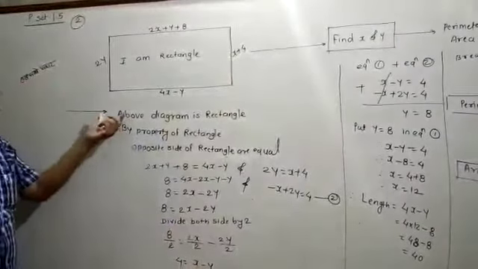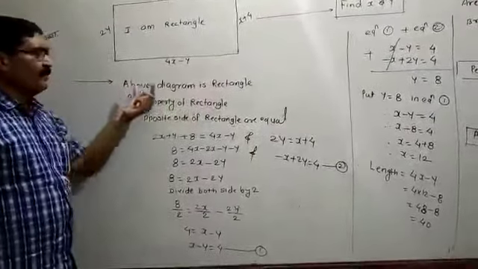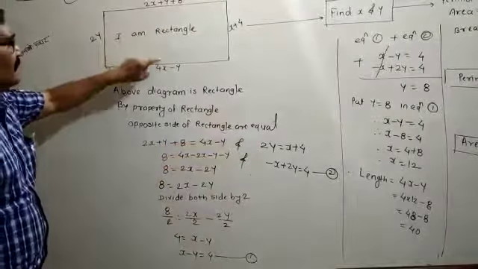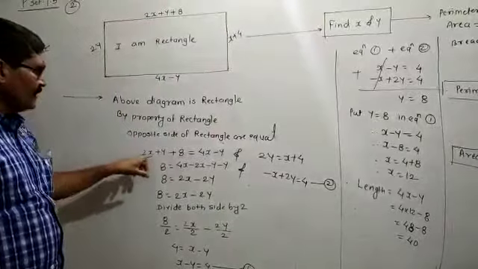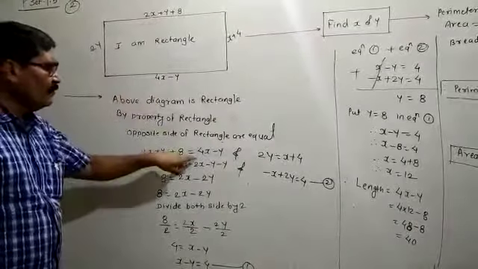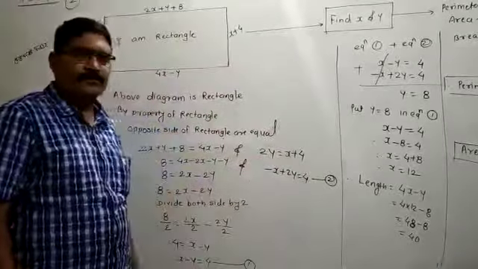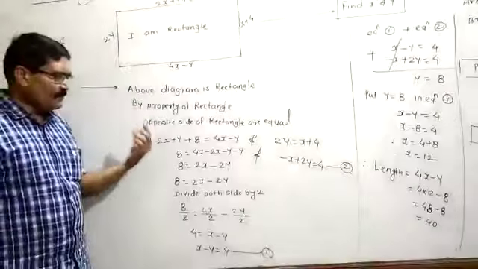So I already wrote that the above diagram is a rectangle. By the property of the rectangle, opposite sides of the rectangle are equal. This side is opposite, the opposite side of this is this. So you have to say that 2x plus y plus 8 is equal to 4x minus y, and 2y is equal to x plus 4, because opposite sides of the rectangle are equal. Then you have to frame the equation.